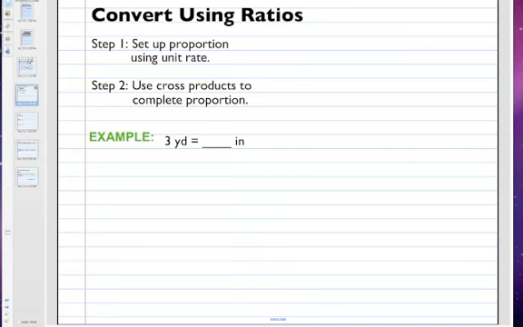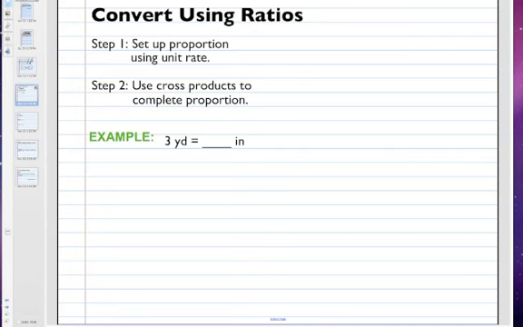We can convert from one unit of the U.S. customary system to another using the same approach that we did with the metric system, and that's to first set it up as a proportion and then use cross products to solve for the missing term. Again, we taped in, along with our benchmark chart, our unit rate chart into your vocabulary. You're going to utilize it during this portion of the video.